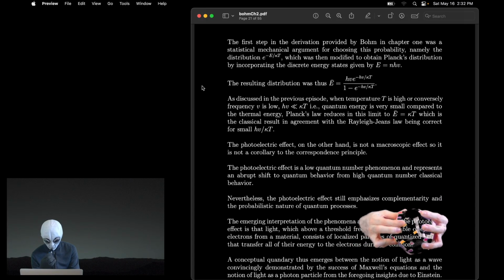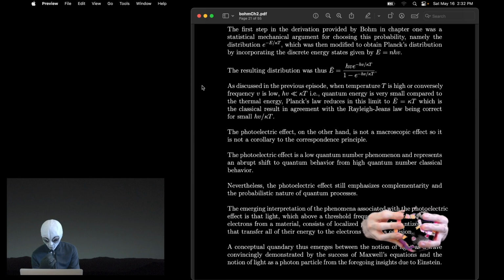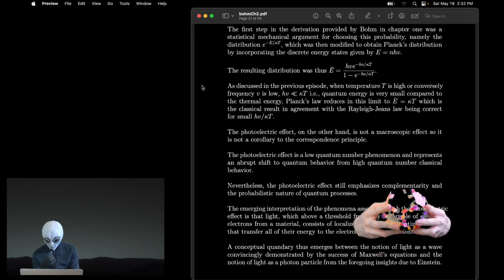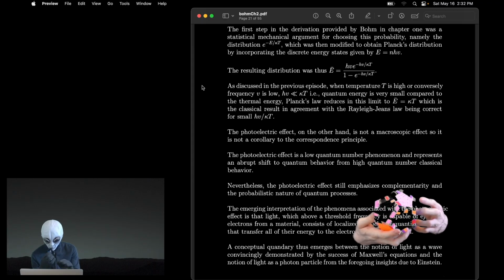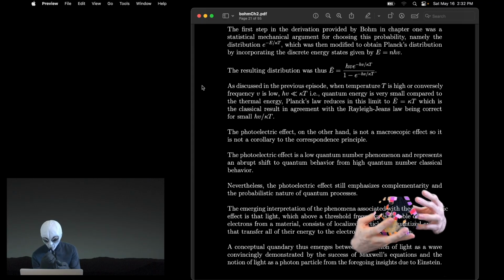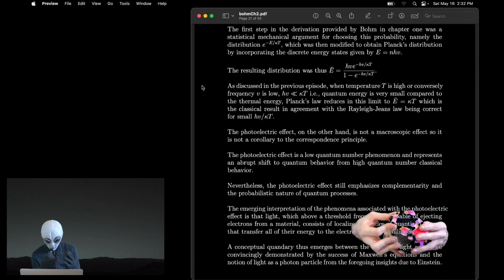The resulting distribution was thus Ē = hν e^(-hν/kT) / (1 - e^(-hν/kT)).